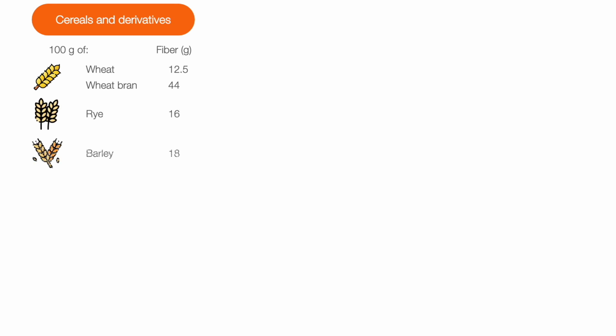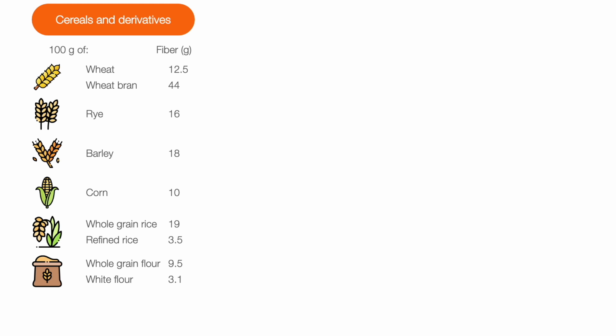Let's see now the fiber content of some cereals and their derivatives. 100 grams of wheat contains 12.5 grams of fiber, of wheat bran 44, of rye 16, of barley 18, of corn 10, of brown rice 19, of refined rice 3.5, of whole wheat flour 9.5, of white flour 3.1, of whole wheat bread 8.5, and of white bread 3 grams.